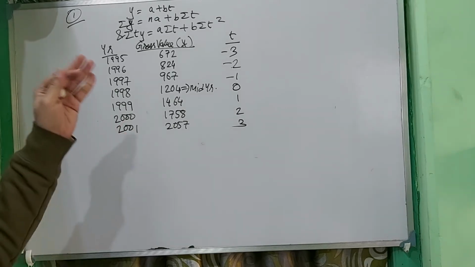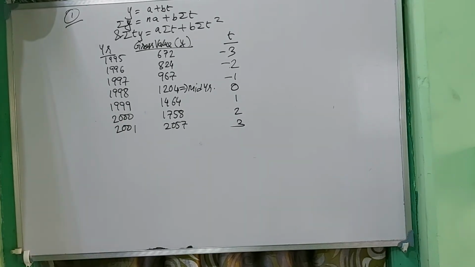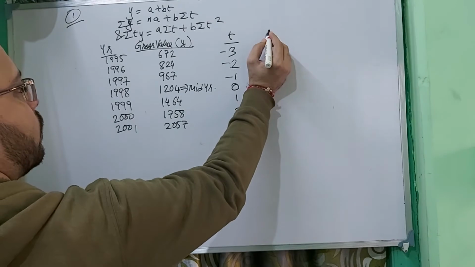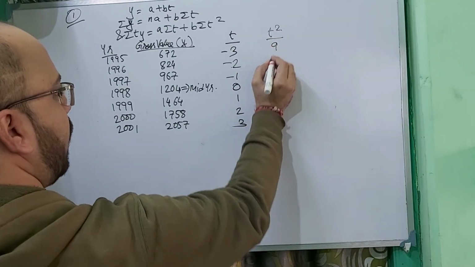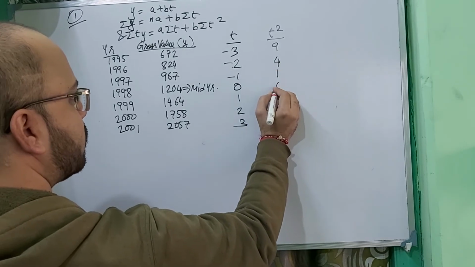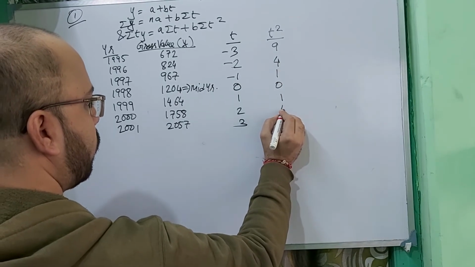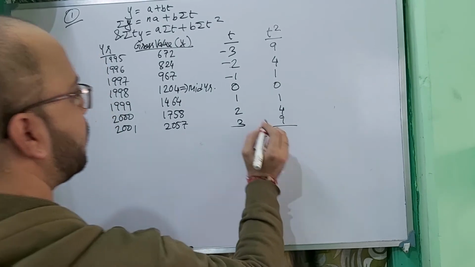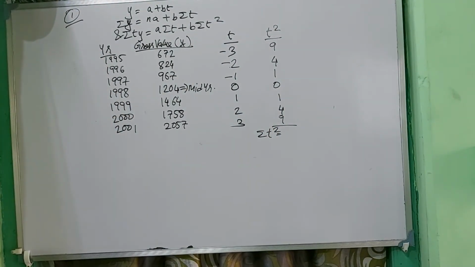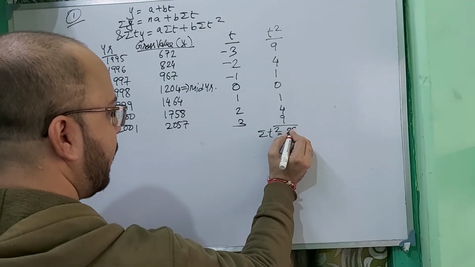So -1, -2, -3, and below that 1, 2, 3, and t square you can easily calculate. It will be 9, 4, 1, 0, 1, 4, 9. The t square sum will be 9 plus 1, 10, plus 4, 14, 14, 14, 28.